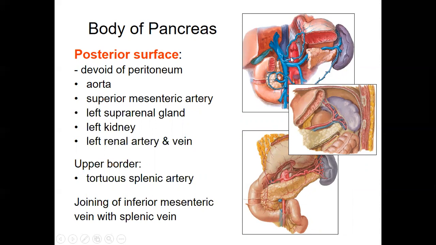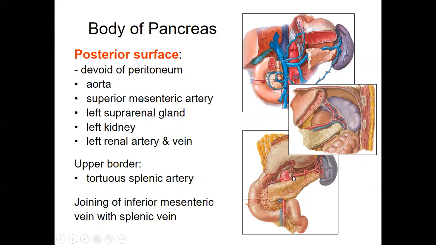And here we have the aorta. You can see here, whenever you remove the pancreas, right at the back there we have the aorta, and we also have the superior mesenteric artery. This is the superior mesenteric artery. And then we have the left suprarenal gland, the yellow one here. This is the left kidney, and then we have the left renal artery and vein. These are the associated components located at the posterior surface of the body of the pancreas.